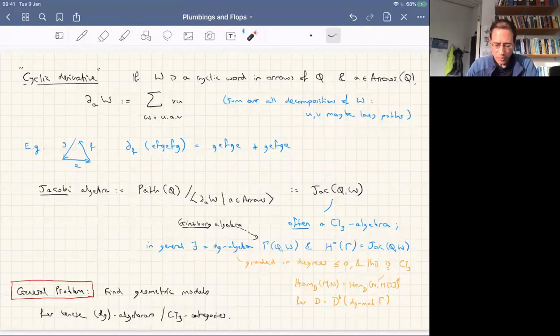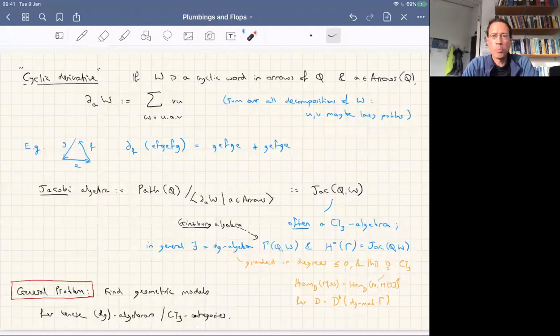And more generally, Ginzburg showed that this Jacobi algebra is always the zeroth cohomology of some correction to the Jacobi algebra, which is now a DG algebra. So this is graded in non-positive degree, and so its top cohomology is a Jacobi algebra, and this thing is always CY3. So one should think of the Jacobi algebra as the thing it's reasonable to define quickly, but not quite the right object. The right object is this CY3 gadget.